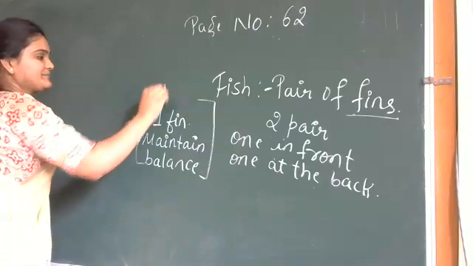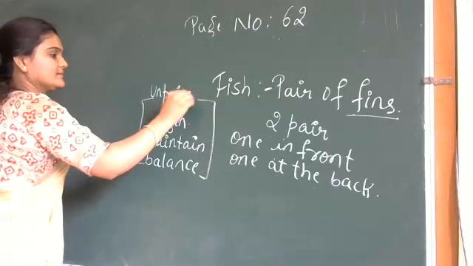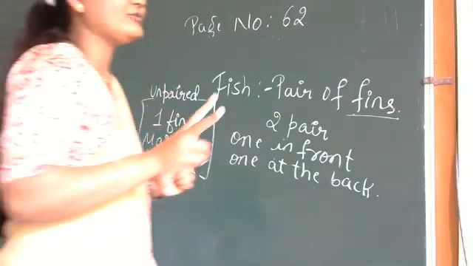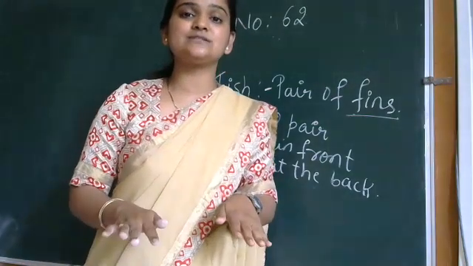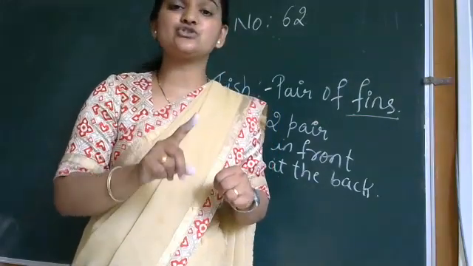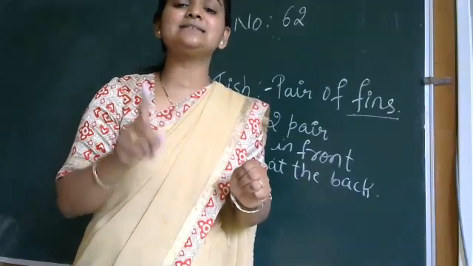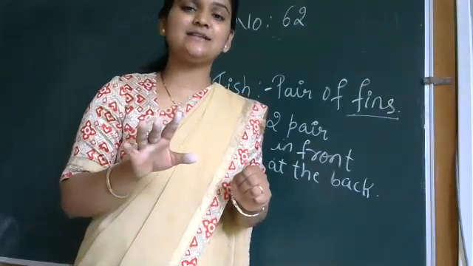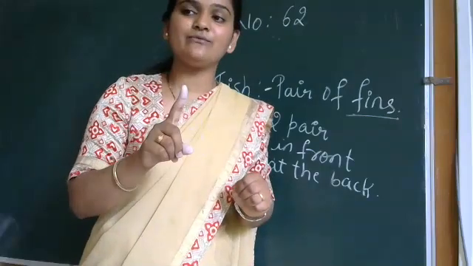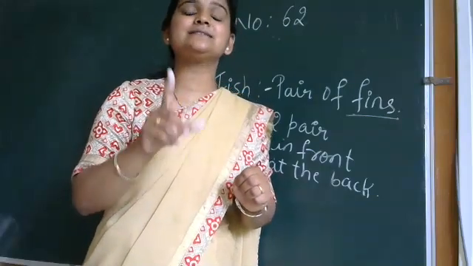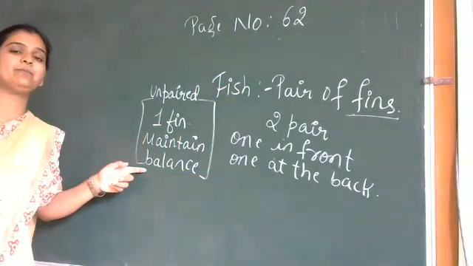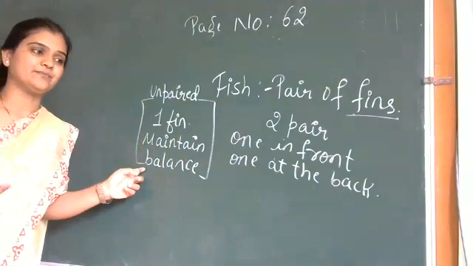What is known as unpaired? Now, if you have two shoes on your feet, it is known as a pair. If one of your shoes is missing, it will be known as unpaired. Did you understand the difference? Yes, ma'am. If it is only one, it is called unpaired. That unpaired fin is used for maintaining the balance in the water.